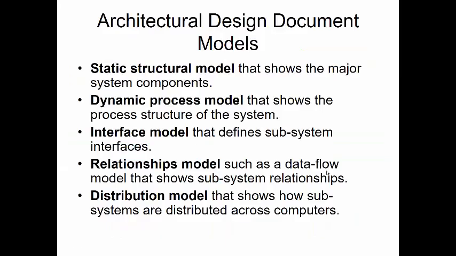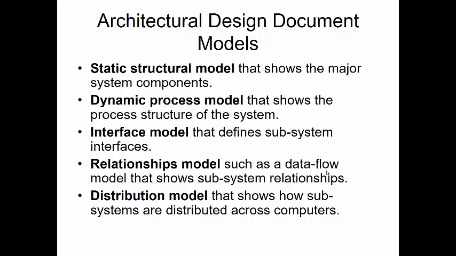So the architectural design document models are a static structural model, which shows the major components. A dynamic process model will show the process structure of the system. An interface model will define the subsystem interfaces and how they connect to one another. And the relationship model, such as data flow, shows the subsystem relationships. Finally, the distribution model shows how the subsystems are distributed across the different computers.